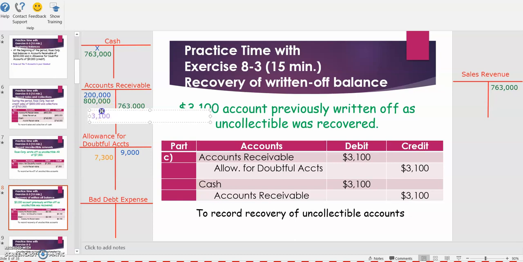And we need to also reverse that write-off. So we're going to record a credit to the allowance for doubtful accounts. And now, since we're able to receive cash, we're going to increase our cash account with a debit. But remember, for us to apply cash, we always need to match that up with an account in the receivables area. Okay, so these two amounts, they're going to balance out with each other.